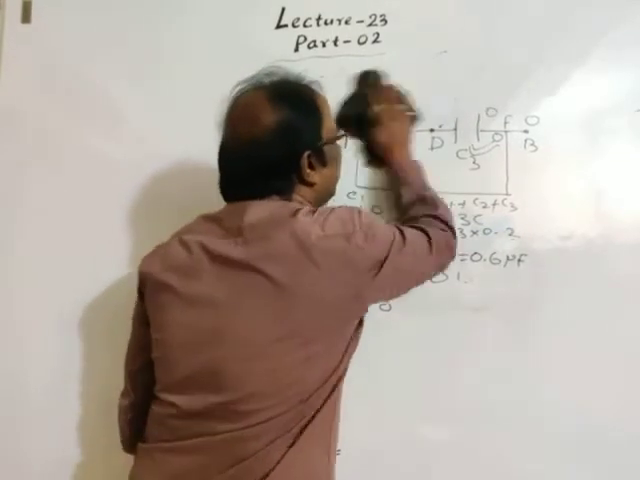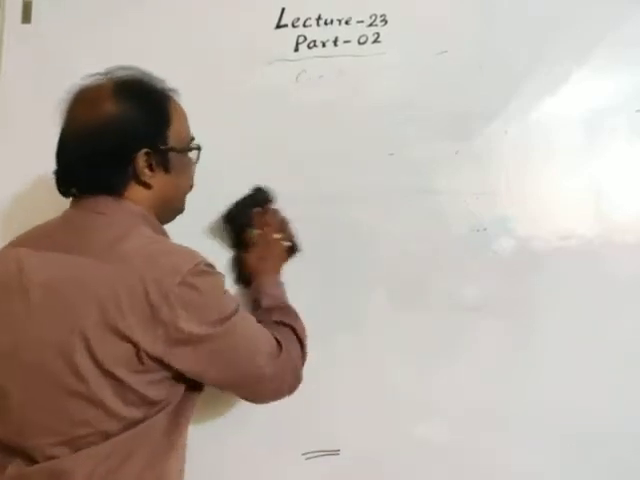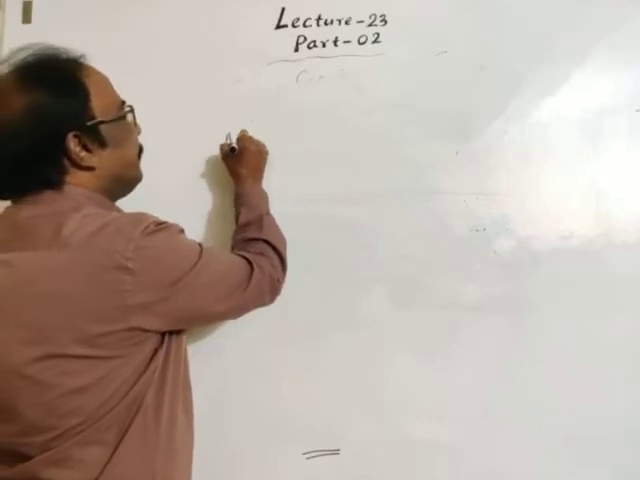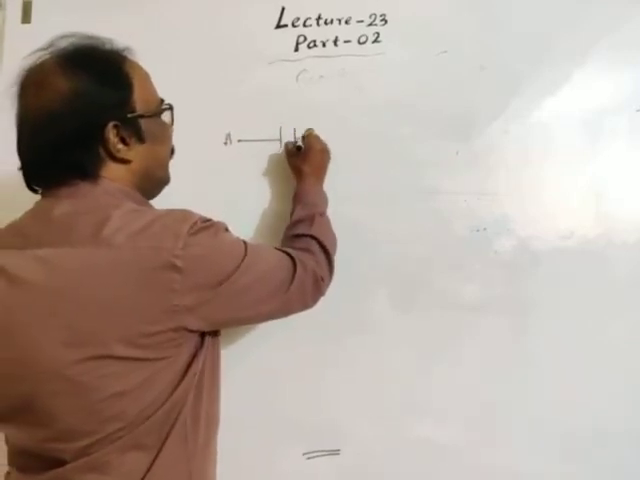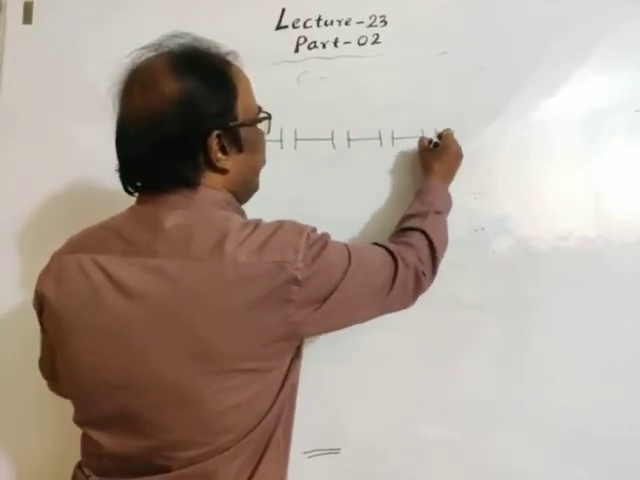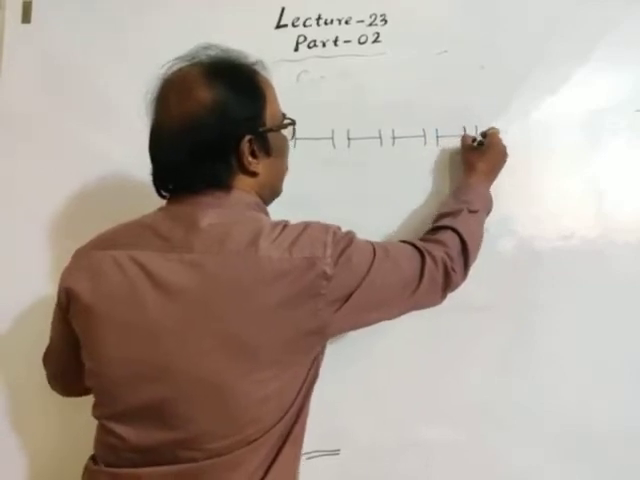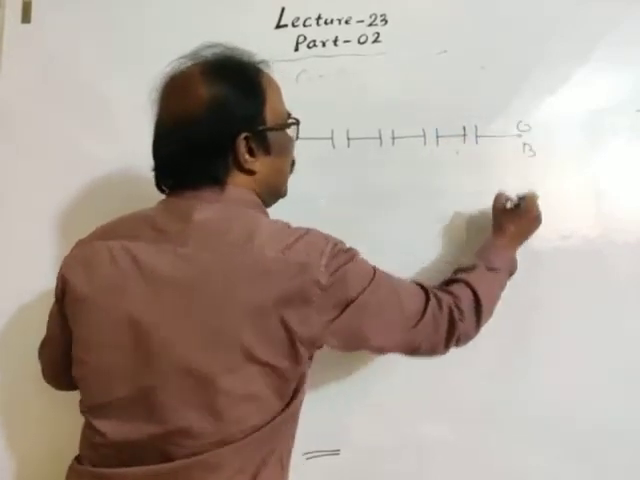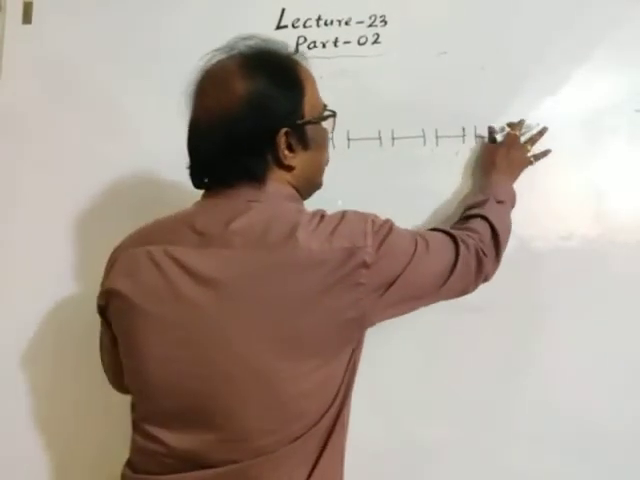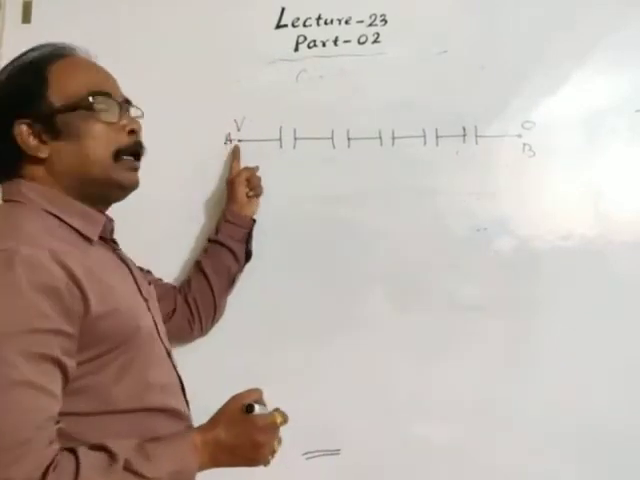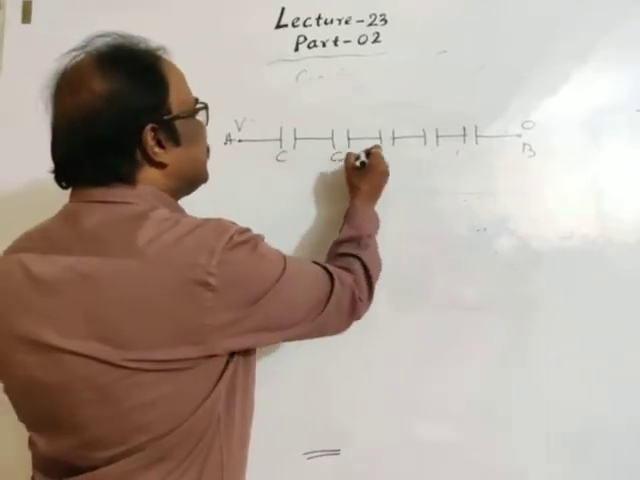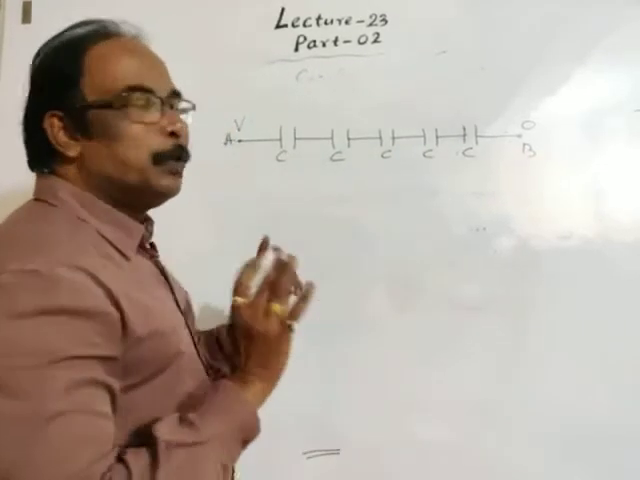Okay. Then the second one, see, this is a combination. This point is A, then capacitors number 1, number 2, number 3, number 4, number 5, and finally connected to B, which is at zero potential, and point A is at potential V. Let each capacitance be C.